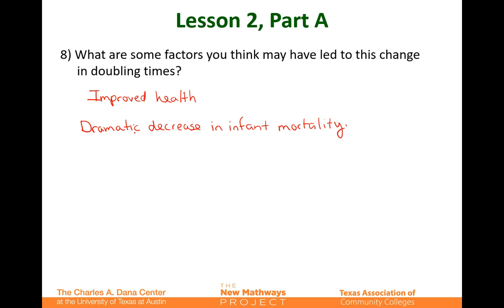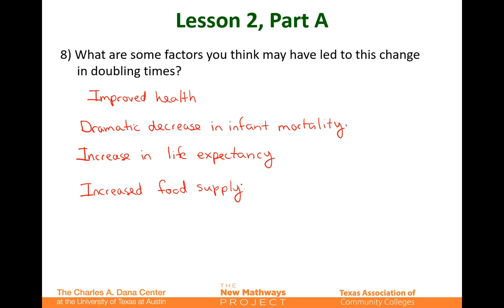The other place, because of this improved health, is an increase in life expectancy. People are living longer than they have ever lived. And both of those are also probably related to an increased food supply. There are still parts of the world that are troubled with food supplies, but compared to 500 years ago, we're much more efficient with agriculture. We can raise many more pounds of food on an acre of land. So all of those things, and you may think of other factors.